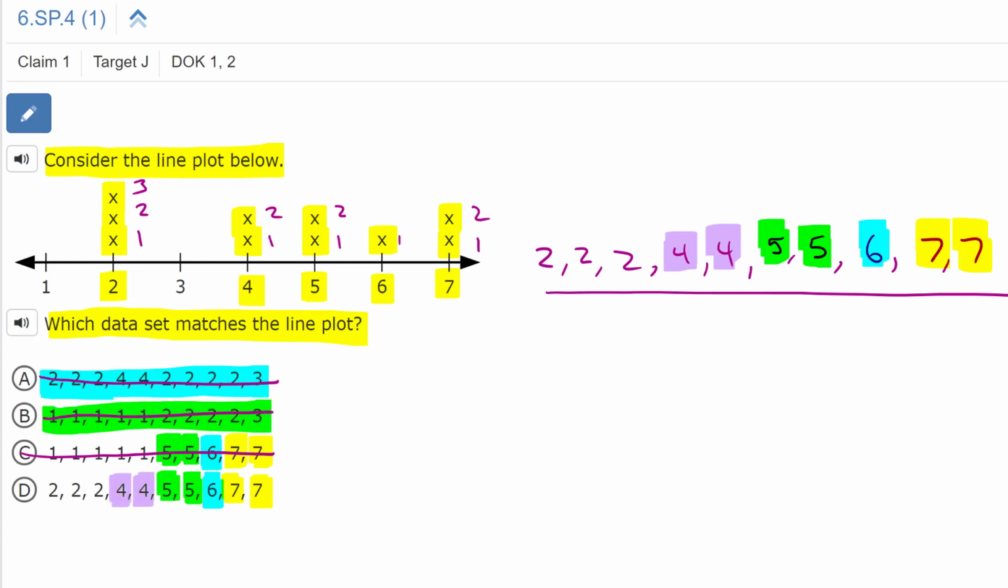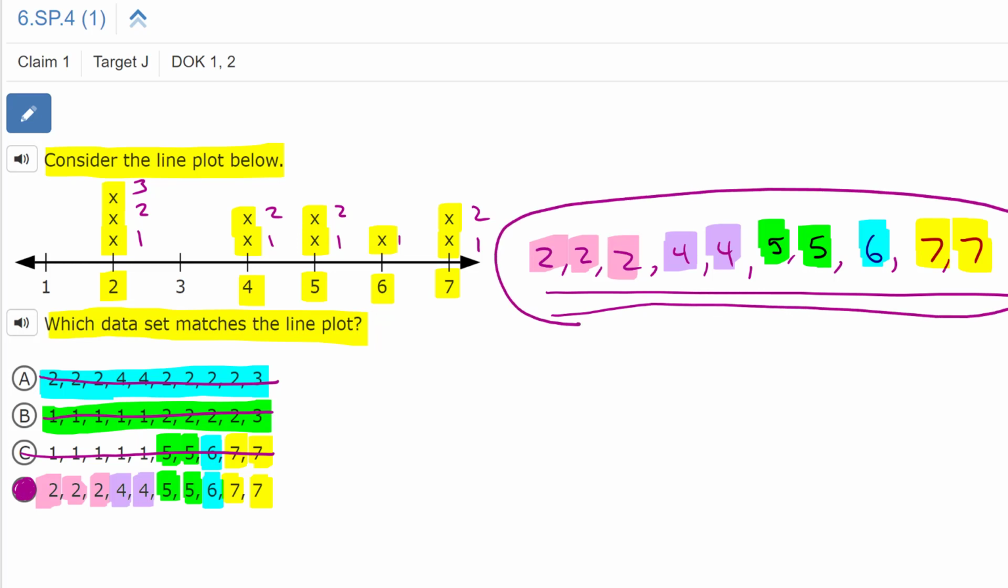Just for fun, let's take a look at the number of 2s. There's 1, 2, 3 2s, 1, 2, 3 2s. So what does this tell us? That means the data set for D matches all the numbers here, which created this line plot. So our answer is D.